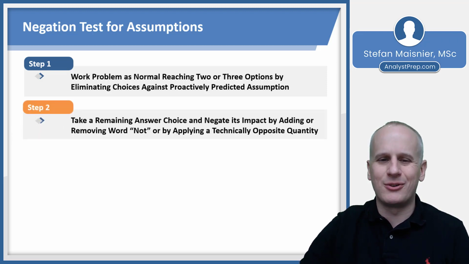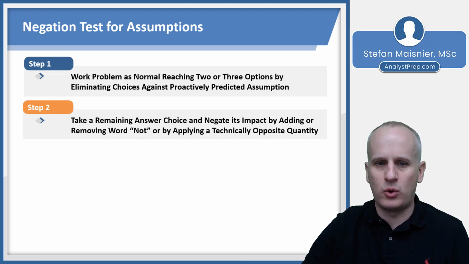But then you want to take a remaining answer choice and negate its impact by adding or removing the word not, or by applying a technically opposing quantity. So literally making it the opposite. And it's important to note that the opposite of rich is not poor. The opposite of rich is not rich. And you have to make sure you don't go from one extreme to the other. And we'll talk about that on the next slide here in a moment.